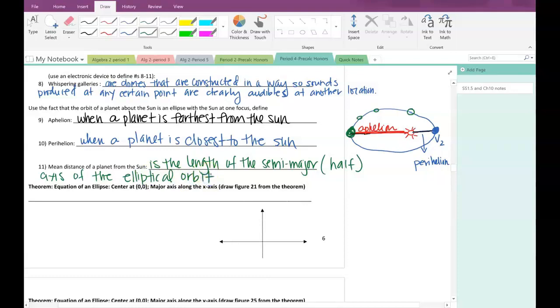So if we look at the major axis, okay, so here's the major axis from here all the way to here, from one vertex to the other. So the mean distance is half of that. So let's make the center. Let's pretend the center is right here in the black. So the mean distance is from here, one vertex to the center. This is the mean distance. Okay. So 2 of the mean distances is going to equal aphelion plus perihelion. All right.